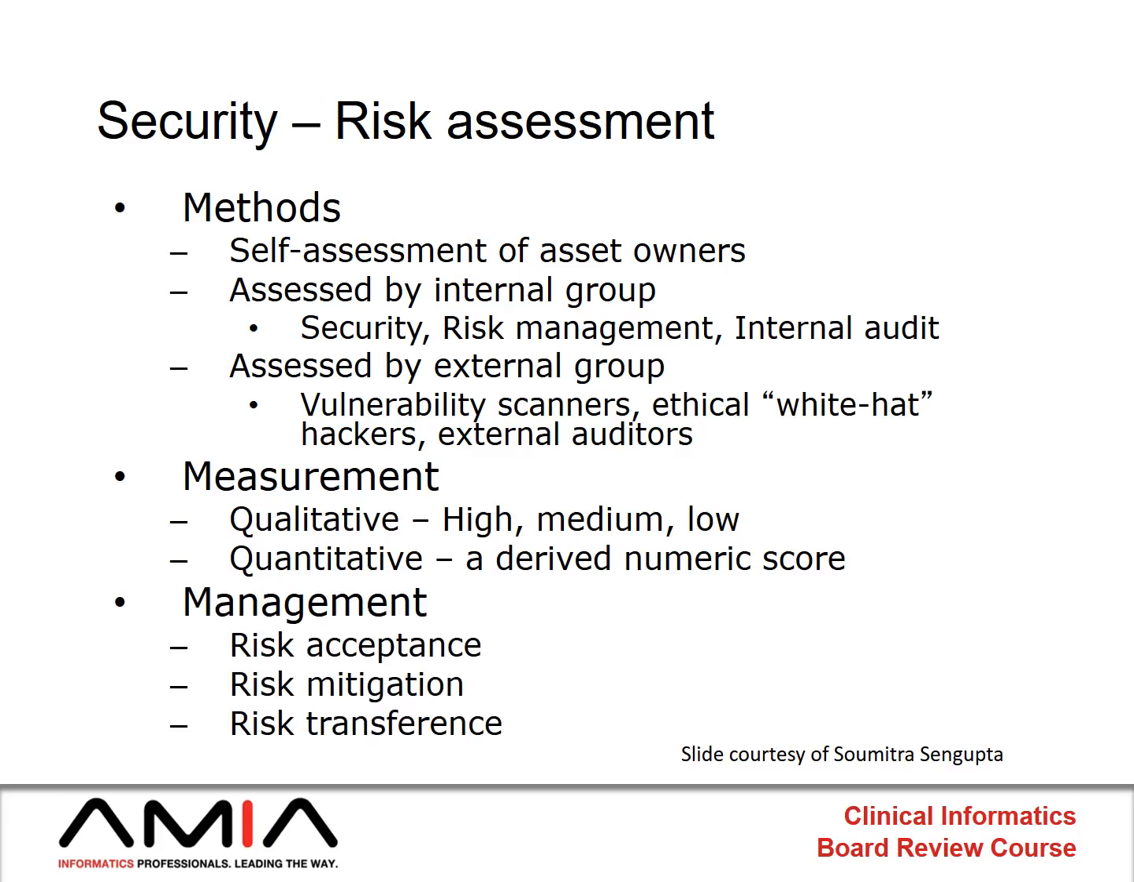Usually this assessment includes measurement, a qualitative measure, high, medium, or low risk, or a quantitative one, which has a numeric score. What do we do with the results of this? If we identify risks, we can either accept them and say there's really nothing we can do. We have to live with that risk. We can mitigate it. We can put in a new security measure that reduces the risk.